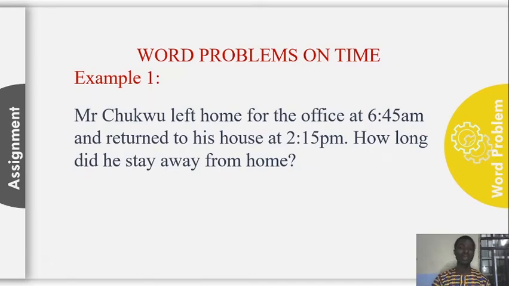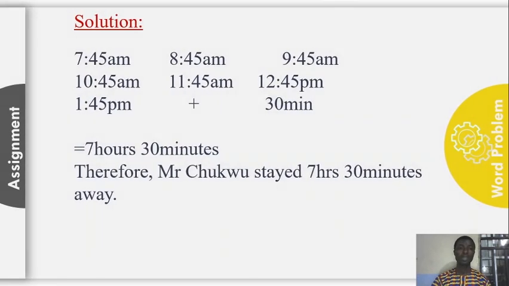Remember, a.m. stands for what? Ante-meridian. And p.m. stands for what? Post-meridian. Now, at 6:45 a.m., Mr. Chukwu left home and returned at 2:15 p.m., meaning he left home very early in the morning and came back in the afternoon. Now, let's look at how we are going to solve this.